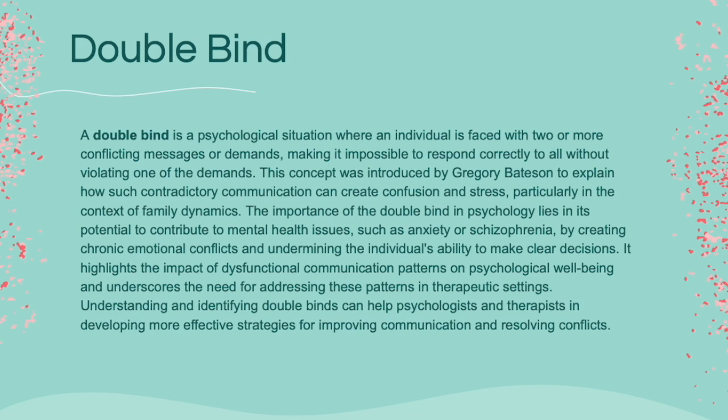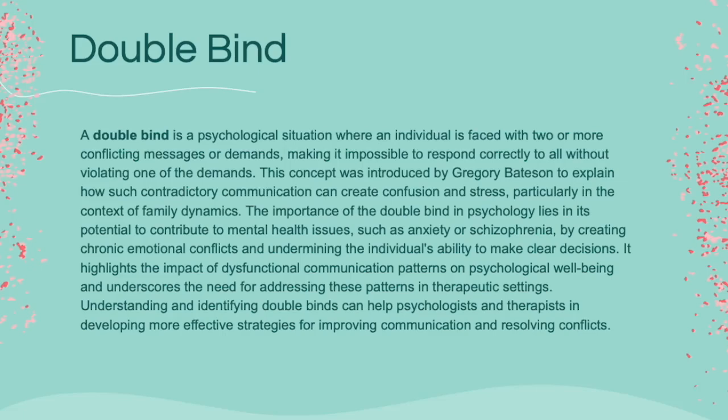The importance of the double bind in psychology lies in its potential to contribute to mental health issues, such as anxiety or schizophrenia, by creating chronic emotional conflicts and undermining the individual's ability to make clear decisions. It highlights the impact of dysfunctional communication patterns on psychological well-being and underscores the need for addressing these patterns in therapeutic settings. Understanding and identifying double binds can help psychologists and therapists in developing more effective strategies for improving communication and resolving conflicts.